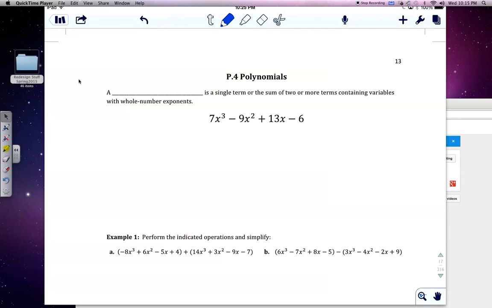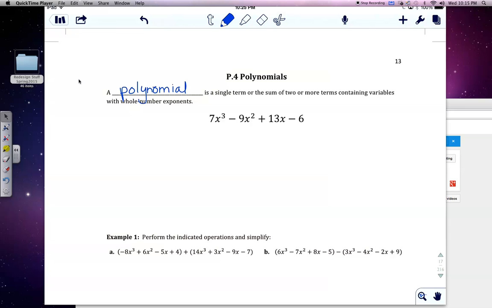A polynomial is a single term or the sum of two or more terms containing variables with whole number exponents. So I have an example of a polynomial here: 7x to the third minus 9x squared plus 13x minus 6.